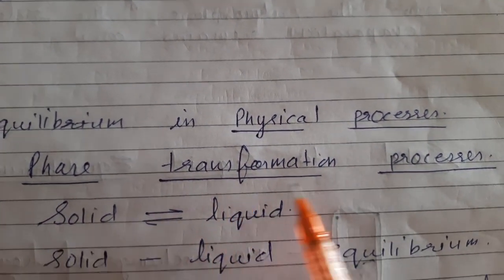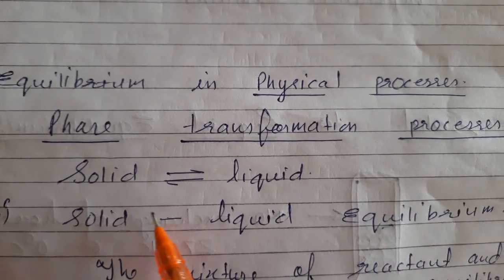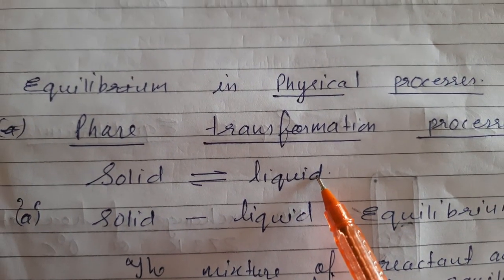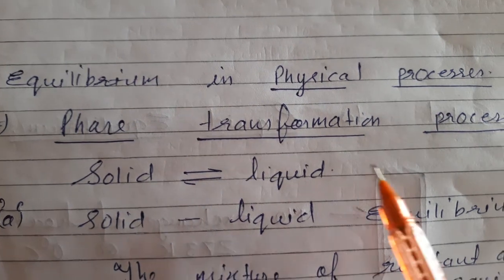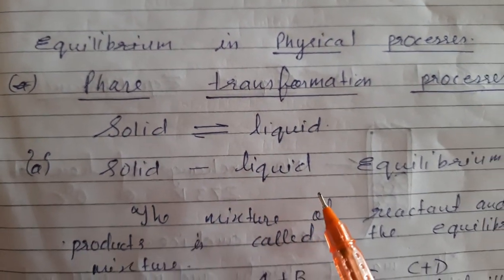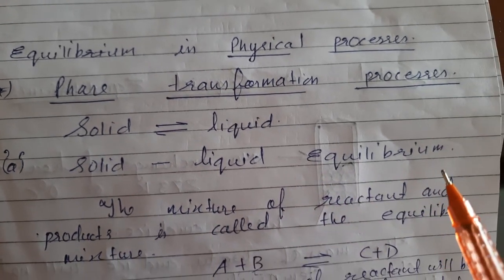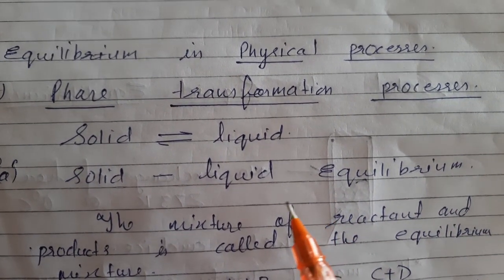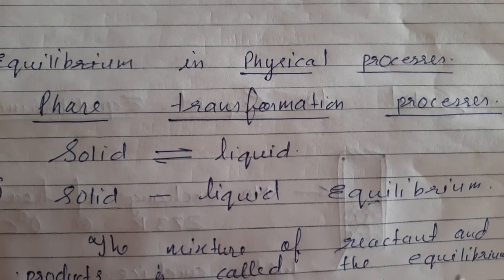Then comes phase transformation, equilibrium in physical processes. So phase transformation processes. The first one is solid to liquid. We can take the example of ice and water, solid to liquid equilibrium. So the best example is ice to water and water to ice.